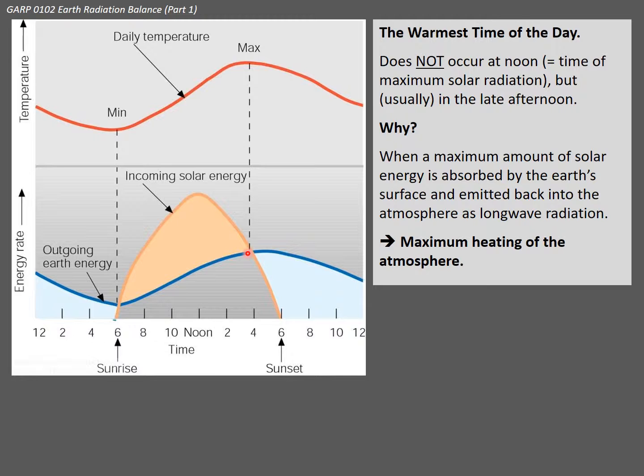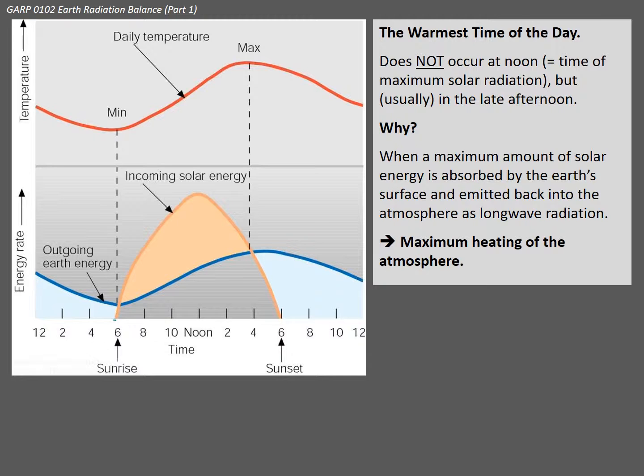So typically the warmest time of the day is not around noontime, even though that's when the sun angle is the highest. That's when the sun provides you the most heat. It happens typically at some point in the afternoon when we add together and reach a maximum, when we add together the energy from the sun and the energy emitted and absorbed by the atmosphere from the Earth.